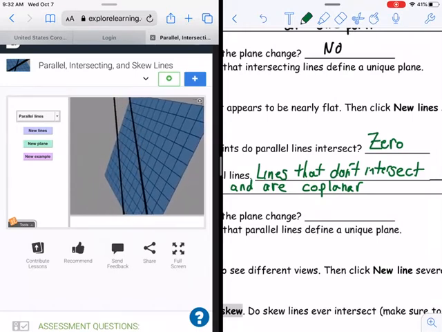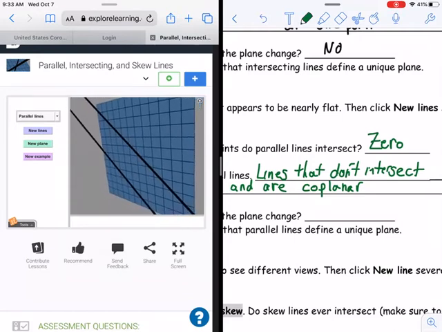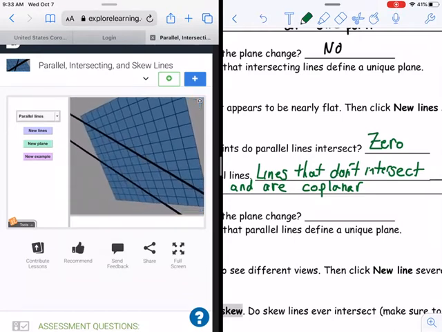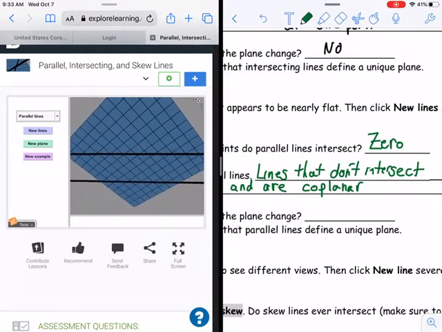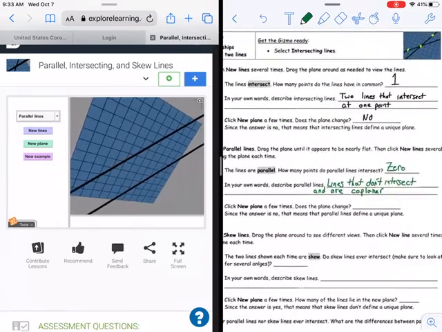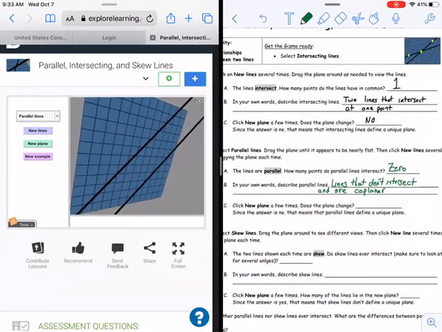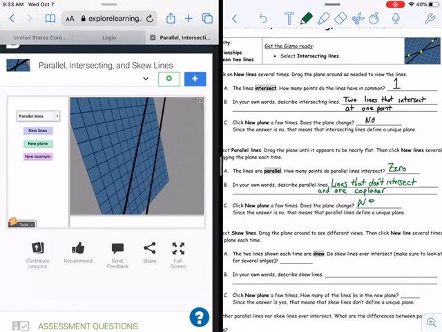It's like the distant cousin of punchlines. It's not what we always think about when we first think about parallel lines. Usually it's the fact that they don't intersect. That's the grand prize of it all. But nonetheless, that is a fact about parallel lines. So since the plane doesn't change, that's no, and that means that they define a unique plane.